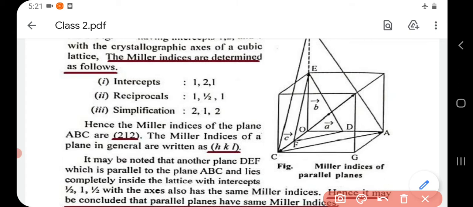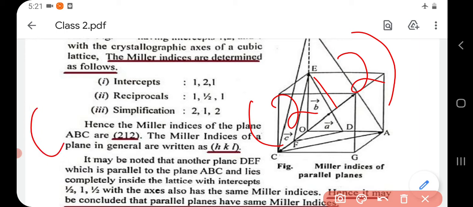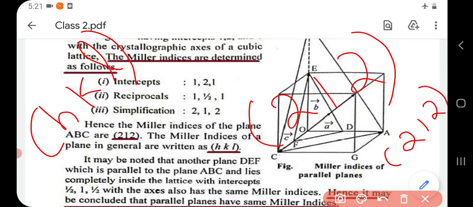And finally you have to enclose those numbers in parentheses. That is, you have to write this as (2 1 2). You should not separate it with commas. Don't put commas in between. In general, Miller indices is of the form (hkl). So here your answer is written as (2 1 2). Don't put commas in between.